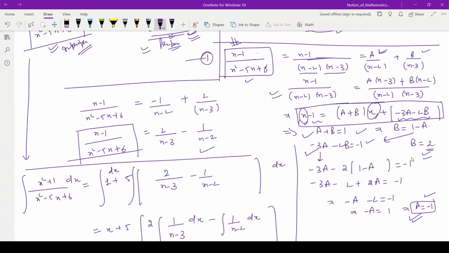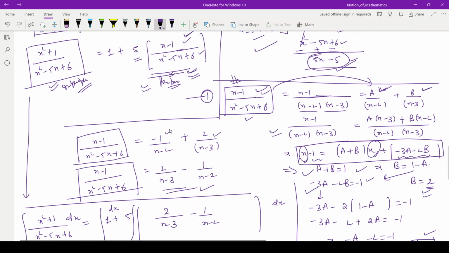So now students, since we have the values of a and b, this particular term is equal to this one. So x minus 1 upon x square minus 5x plus 6 is what? It is a upon x minus 2, a is minus 1 upon x minus 2 plus b upon x minus 3, that is 2 upon x minus 3. Or you can write it 2 upon x minus 3 minus 1 upon x minus 2.